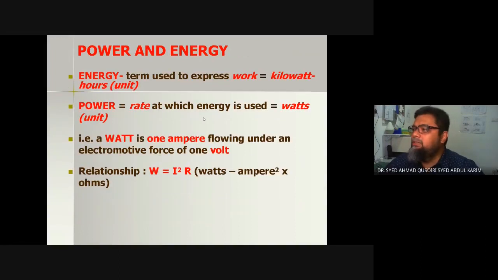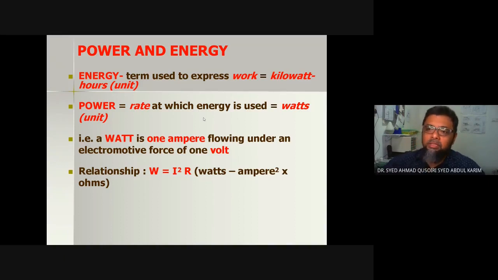Power and energy. Term used to express work, kilowatt hour. Berapa kilowatt jam? This is very important for you to know. Kan, time-time PKP ni orang duk complain bil api duk naik. Of course, what do you expect? Kan, you are using your appliances 24/7 in your house. Kan? To make things worse, you have a lot of electrical appliances, high-powered electrical appliances at your house.